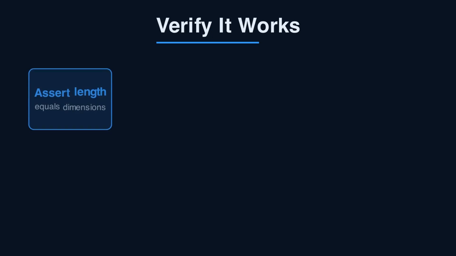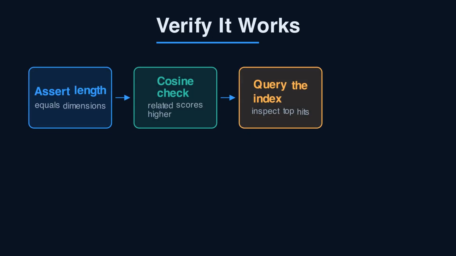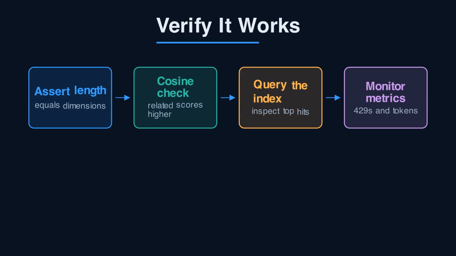How do you know it's right? First, assert the returned vector length equals your configured dimensions. A mismatch means a wrong deployment or stale config. Second, sanity check semantics. Embed 2 similar sentences and 2 unrelated ones. Compute cosine similarity and confirm the related pair scores higher. Third, run a real query through AI Search and eyeball the top hits for relevance. Finally, watch your Azure OpenAI metrics for throttling and token usage so you can size quota before production.